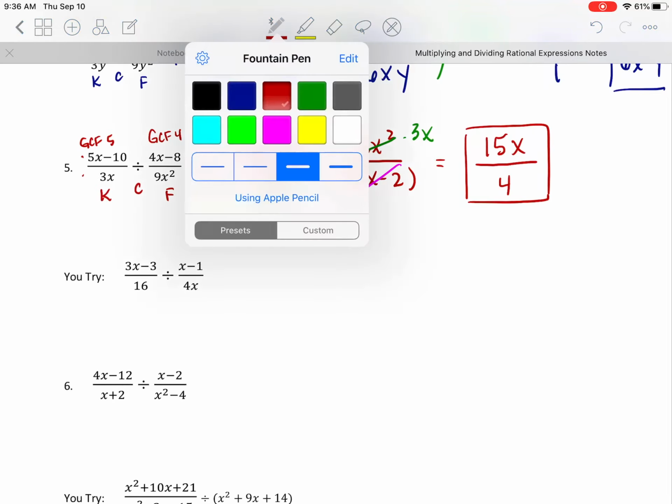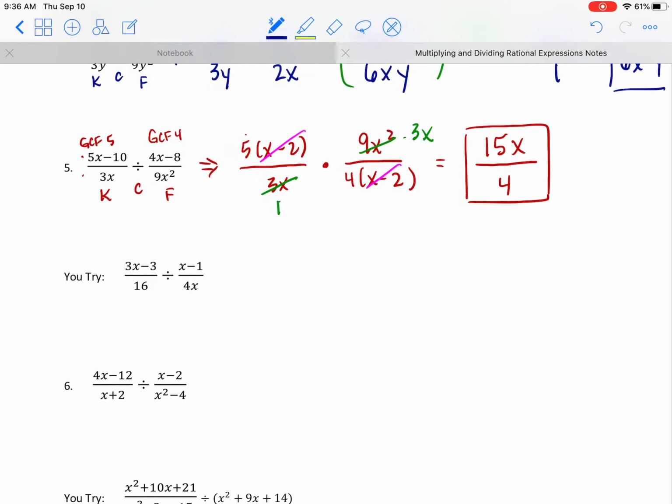All right? Feel free to try out the next one. Pause the video if you think you can handle it. Let's see. We're going to keep this fraction the same, but again, I'm going to take out my GCF at the same time, GCF of 3 on this one. So 3 times x minus 1, and then 16 stays in the bottom.